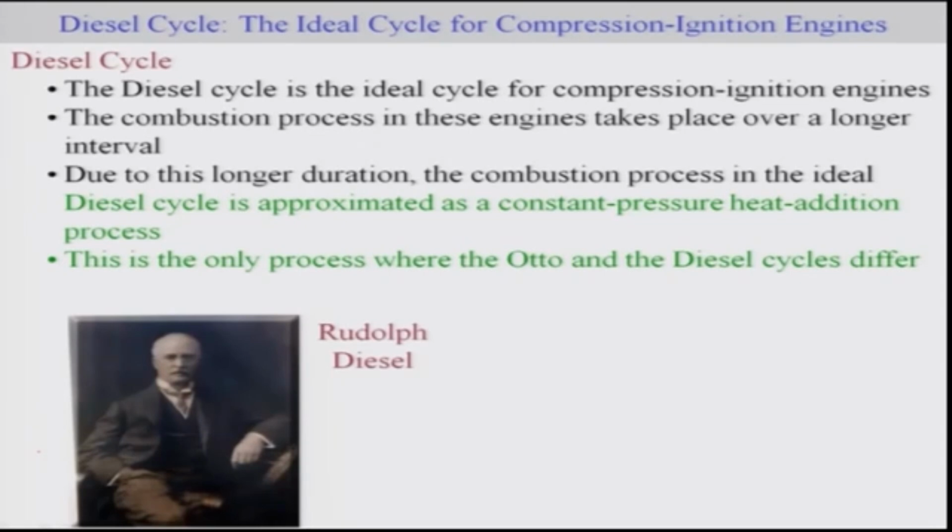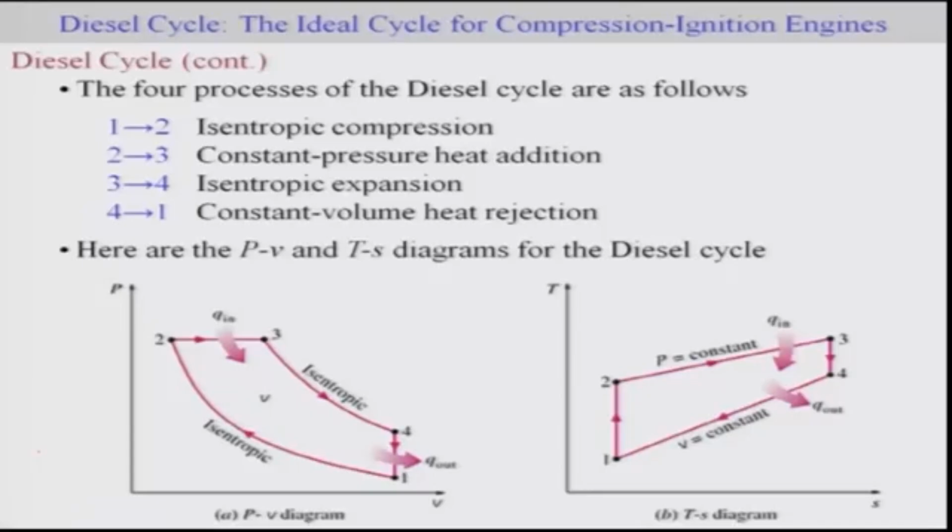In this particular engine, the combustion takes place over a long period of time, and hence we idealize this combustion process as constant pressure heat transfer to the system, or constant pressure combustion, compared to the case of the spark ignition engine where we consider constant volume. So, this is the only difference between the Otto cycle and the diesel cycle. In the diesel cycle, the heat transfer to the system is at constant pressure. On the other hand, for the Otto cycle it is at constant volume. Okay, so let me just describe the 4 processes of the diesel cycle.